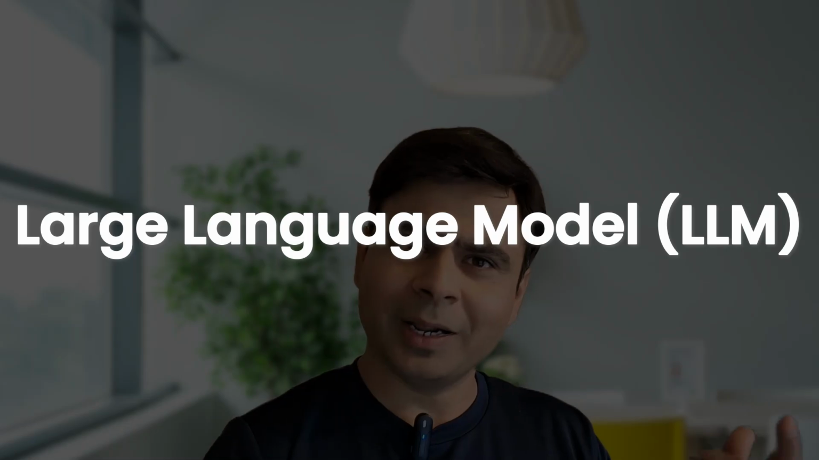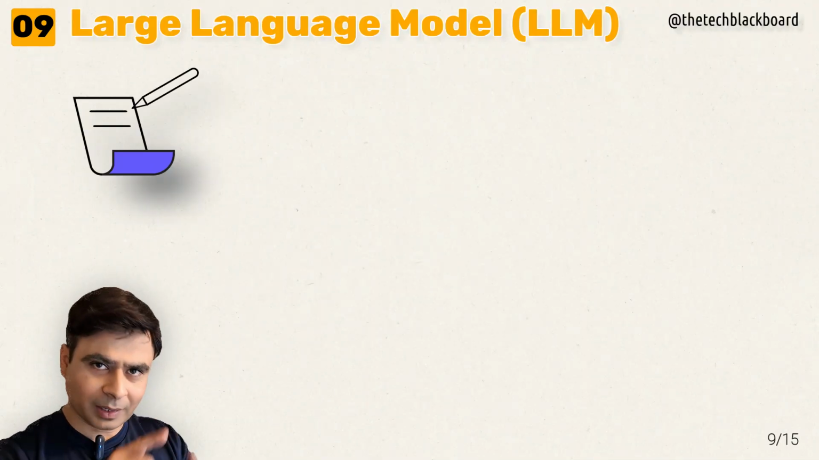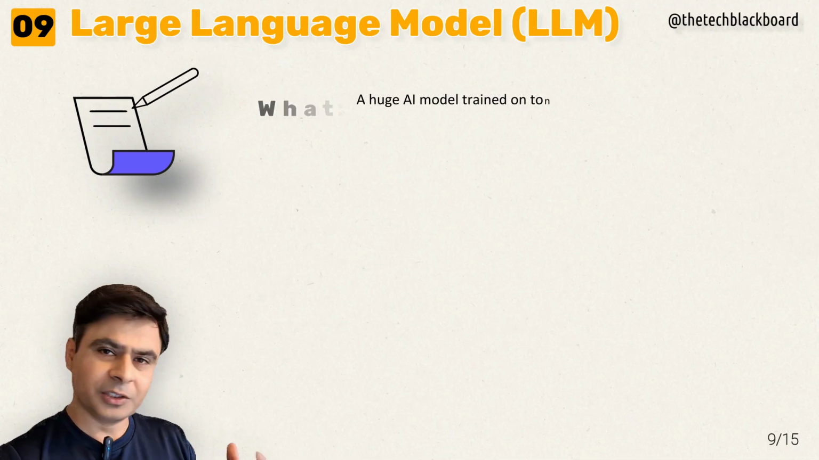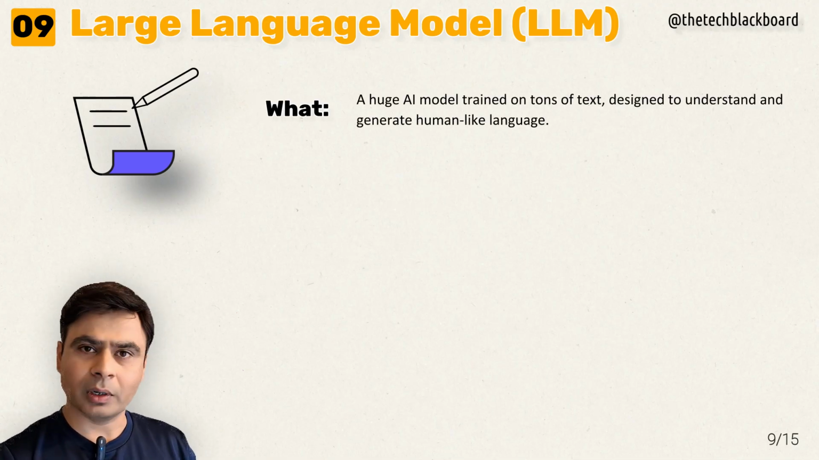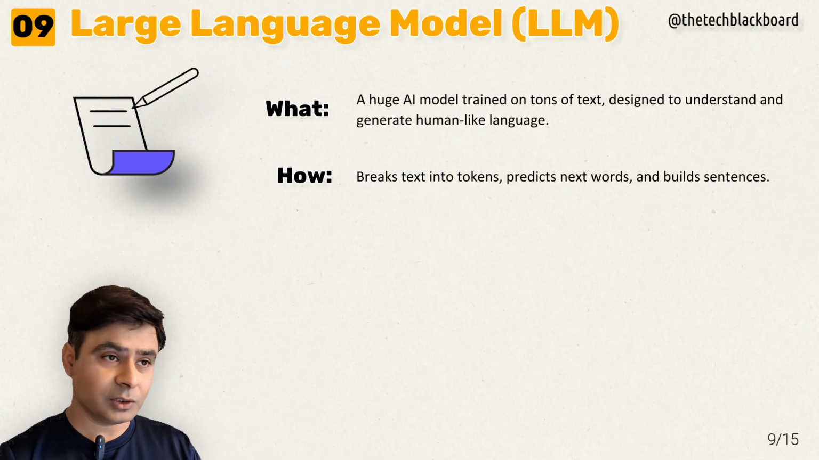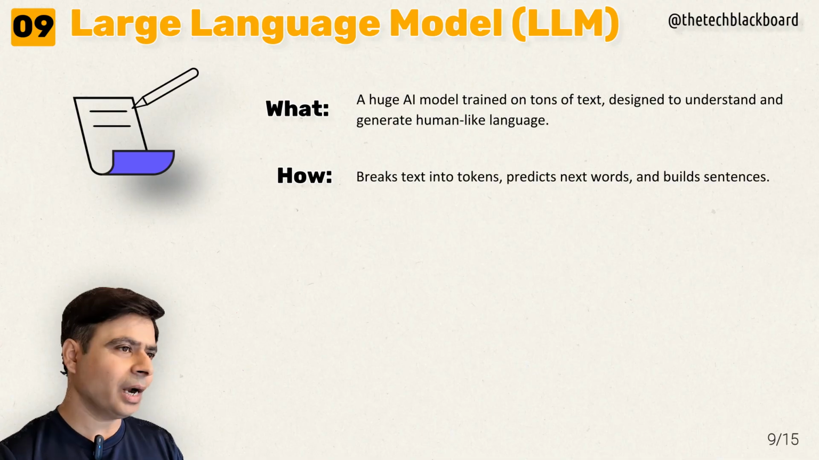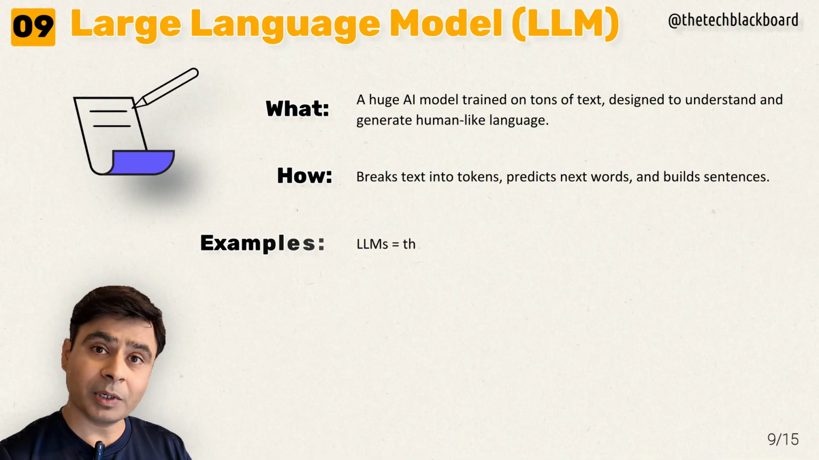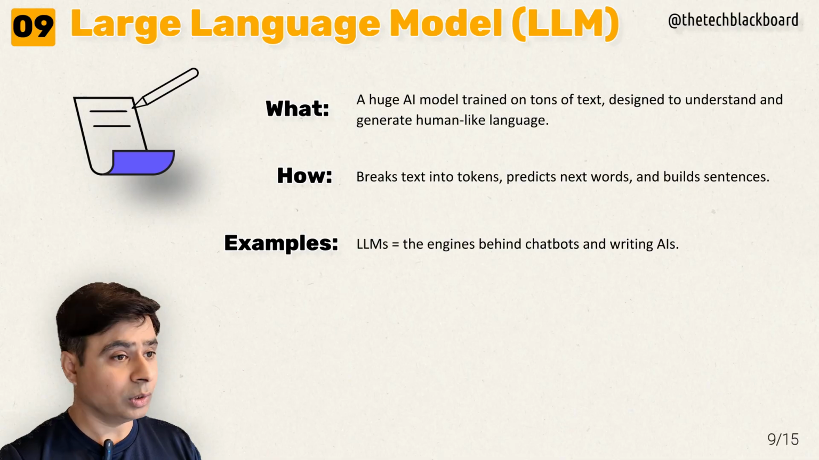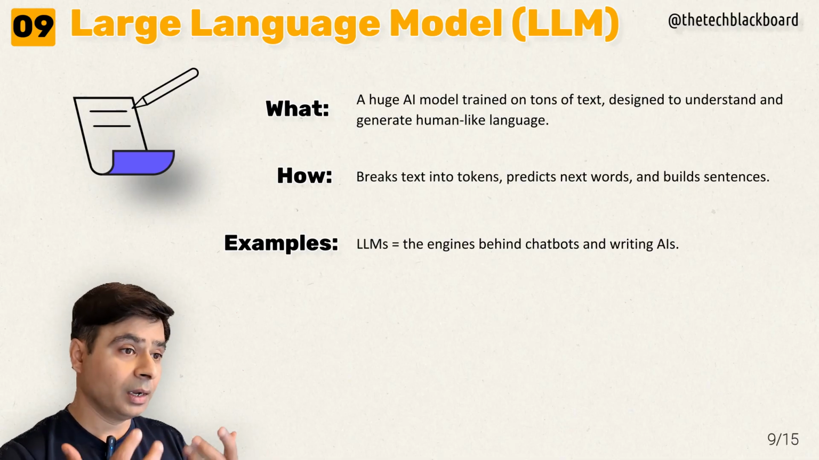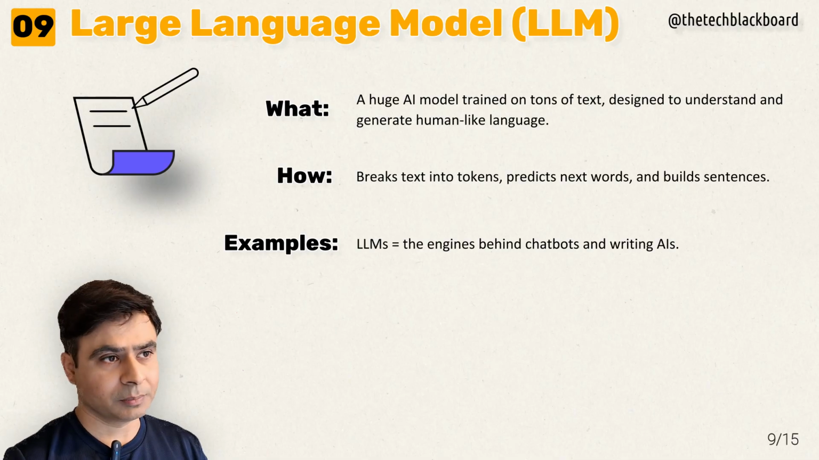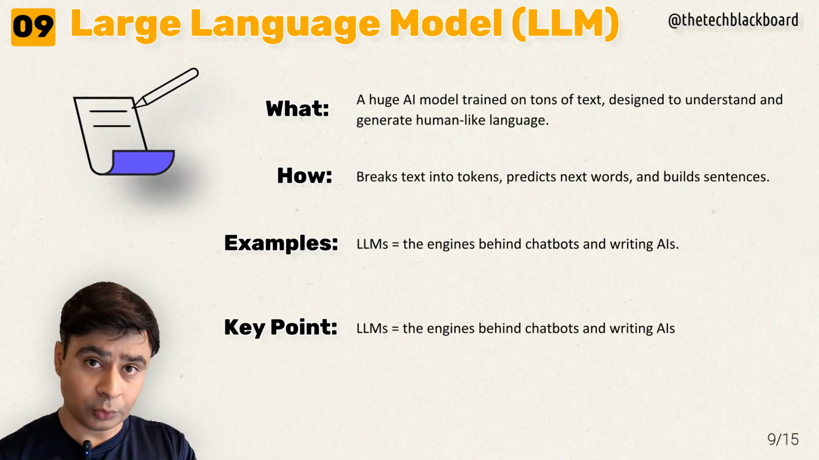Now let's come to the LLM. We talked about it in the hierarchy chart. LLM stands for large language model. In simple terms, it is a huge AI model trained on tons and tons of text, designed to understand and generate human-like language. What are the examples? Once again, ChatGPT, Google Gemini, Anthropic Claude, all these are examples of LLM models. So what is the key point here for you to remember?